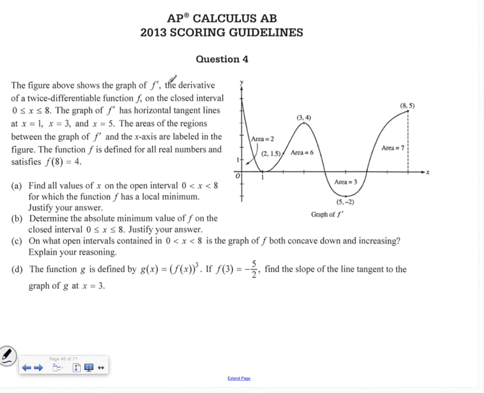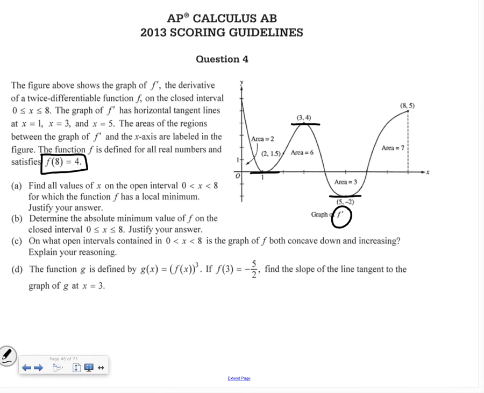All right, question number 4 has a graph with some different areas listed. It says the figure above shows the graph of f prime, so make sure you recognize that that's f prime, not f. The derivative of a twice differentiable function f on the closed interval 0 to 8. The graph of f prime has horizontal tangent lines at 1, 3, and 5. So you can see those there. The areas of the regions between the graph of f prime and the x-axis are labeled in the figure. The function f is defined for all real numbers and satisfies f of 8 is equal to 4. Okay, so that's kind of like an initial condition, it's just not f of 0.